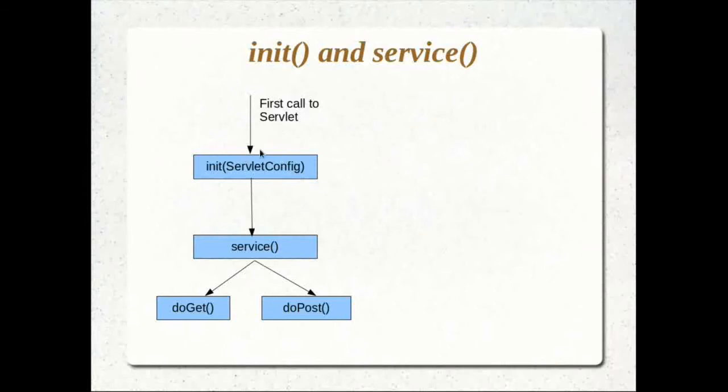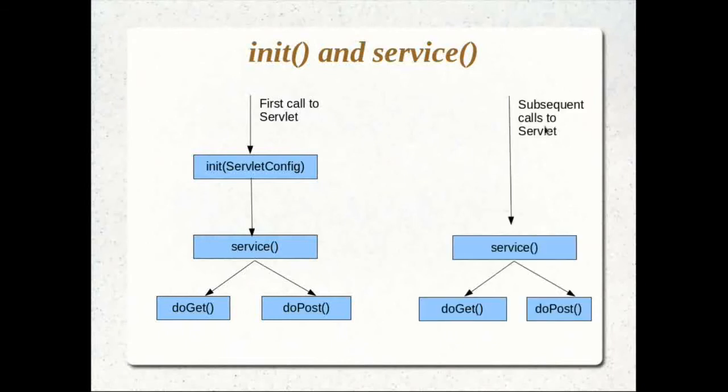Now the servlet has been initialized and we have an object in Tomcat's JVM. The subsequent calls will just directly go to the service method. It does not have to do an init because the object is already there. The same object caters to different requests.